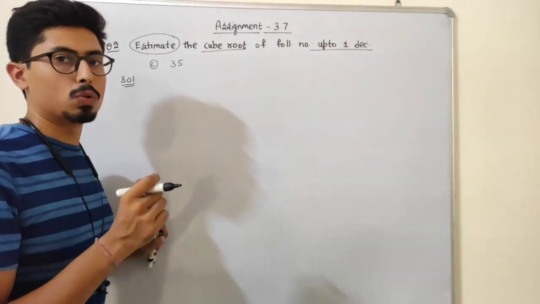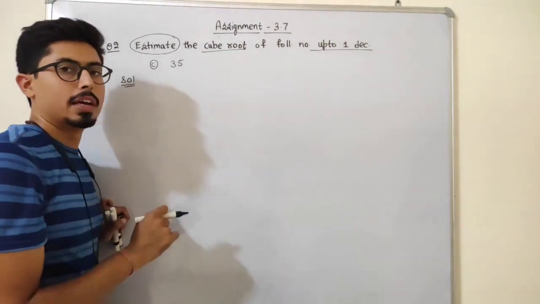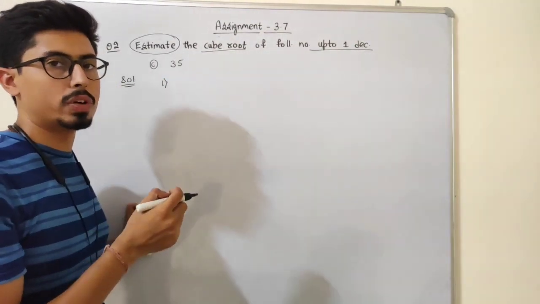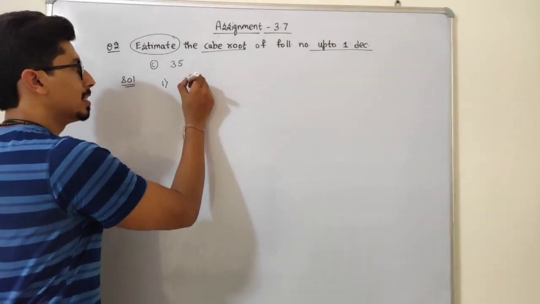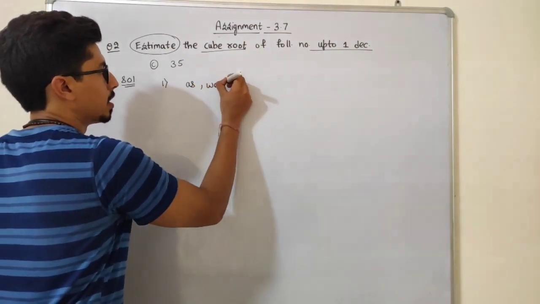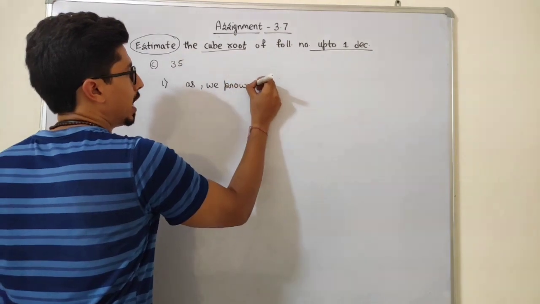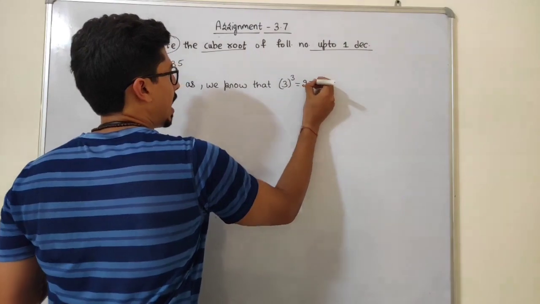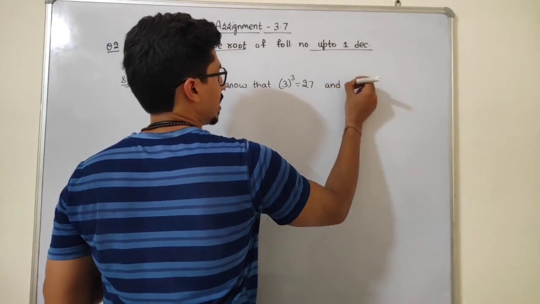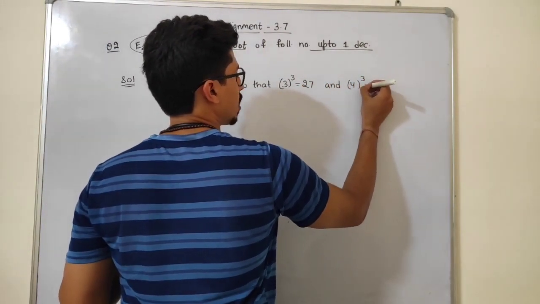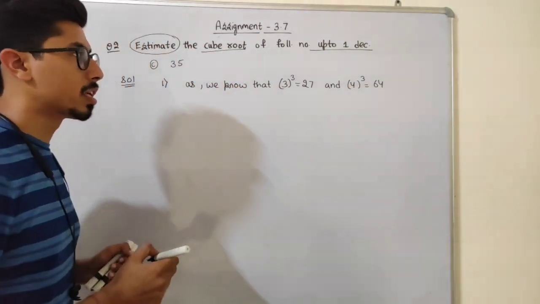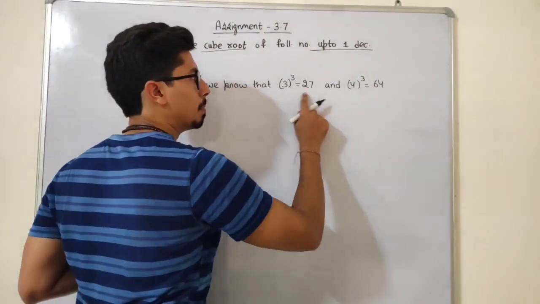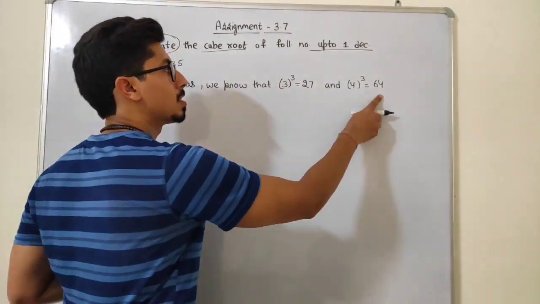Now the third part of question number 2: we have to find the estimate cube root of 35. Okay students, first of all, if I take 3, 3 cube is 27, and the number greater than this, 4 cube, is 64. This means 35 lies between these two numbers.